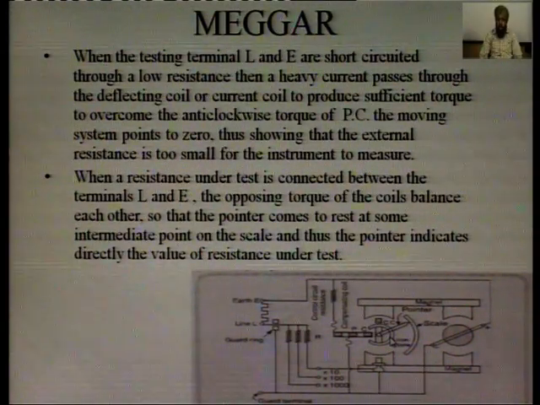When a resistance under test is connected between the terminals L and E, the opposing torques of the coils balance each other, that is, the torque produced by the current coil and the torque produced by the pressure coil will balance each other, so that the pointer comes to rest at some intermediate point on the scale, and thus the pointer indicates the value of resistance under test.